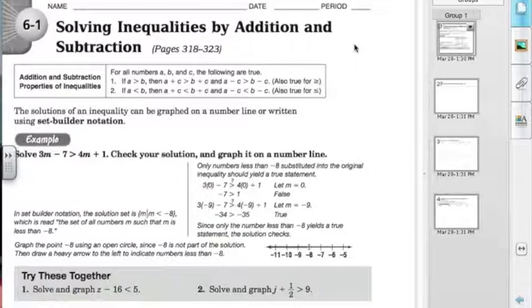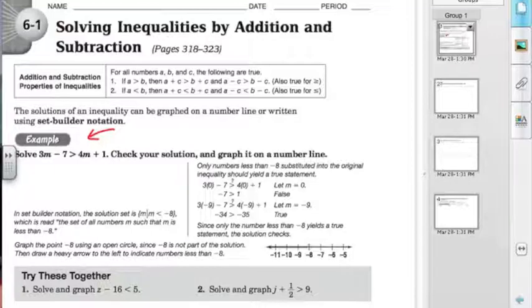Chapter 6, Lesson 1, Solving Inequalities by Addition and Subtraction. So we're going to be dealing with inequalities, which means greater than, less than, greater than or equal to, less than or equal to. So, in the first example, we want to solve this inequality: 3m minus 7 is greater than 4m plus 1. We're going to check the solution. We're going to graph it.